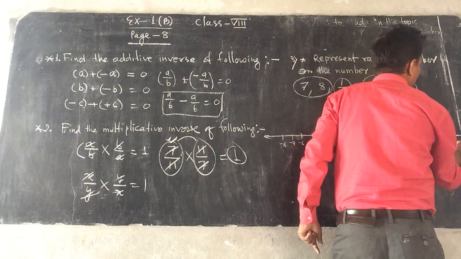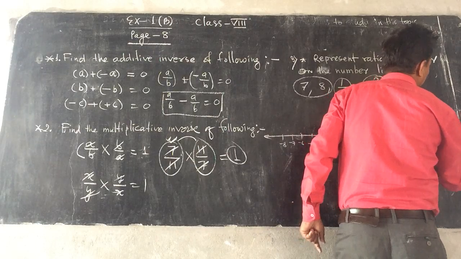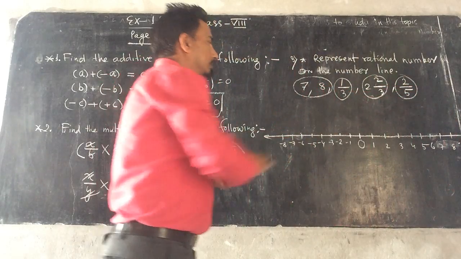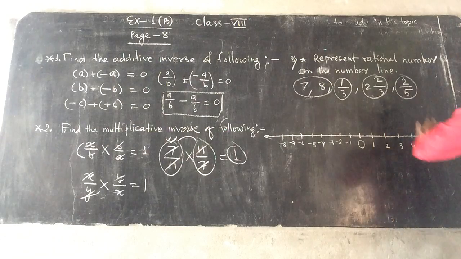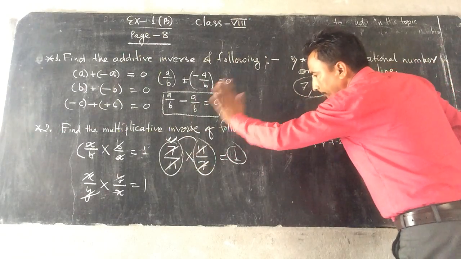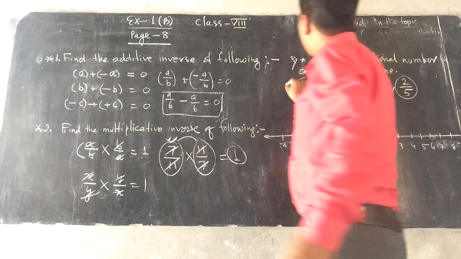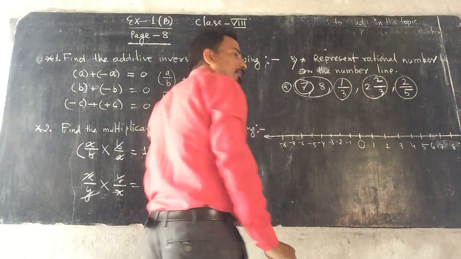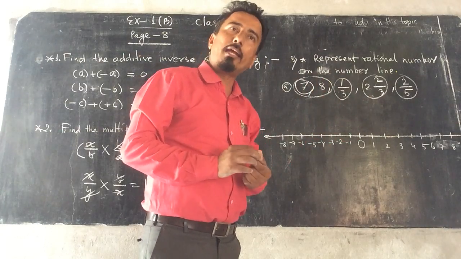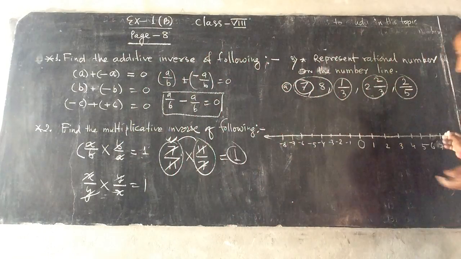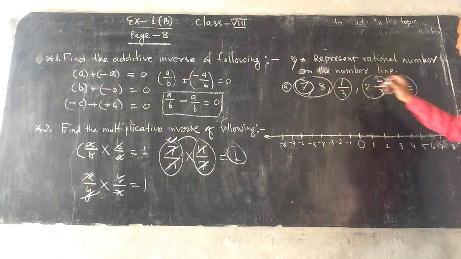6, 7, 8. Always remember the right side digits are the positive integers and the left side numbers are negative integers. Now you see what you have to indicate. Question number 1 is 7. You have to plot 7 on this number line. Very simple. Where is the 7? 7 is here. It is plus 7.